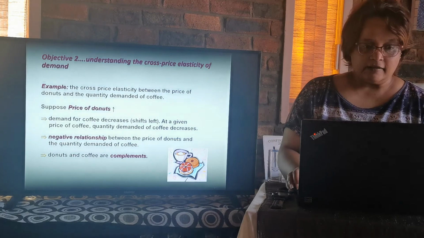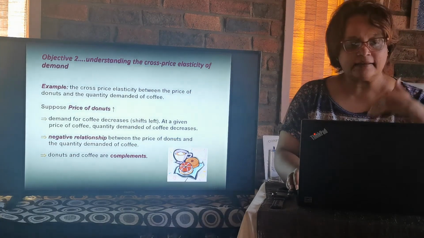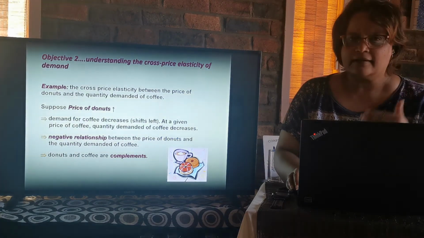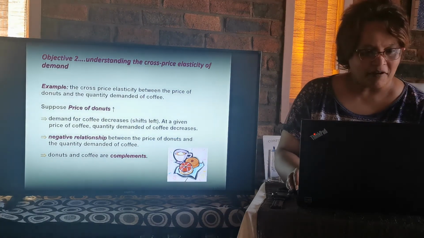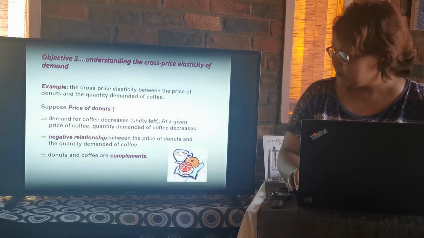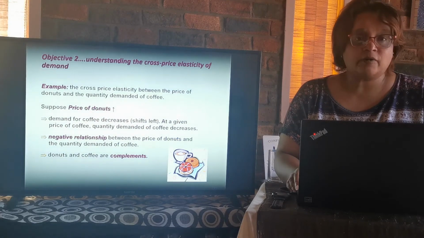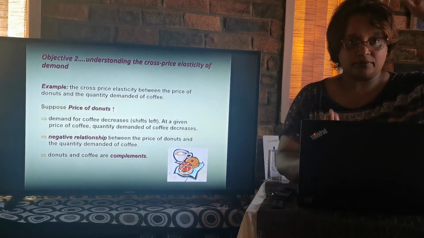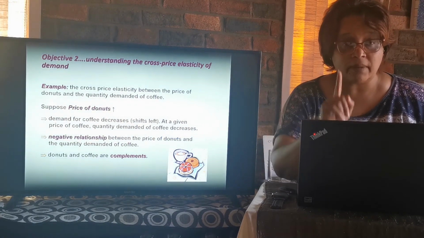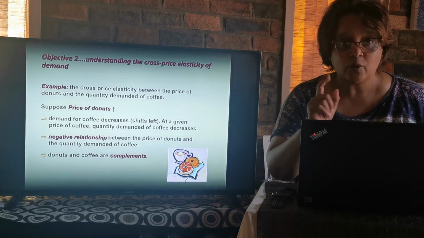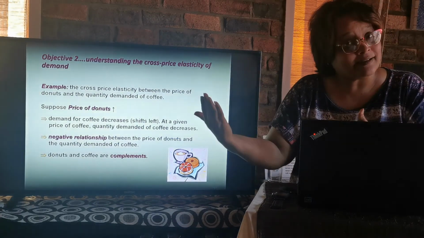And there we have the price of the donuts. Demand for coffee decreases, shifts to the left at the given price of coffee, and we know it's a negative relationship. One up, one down. Negative relationship. Remember, we're not doing inferior goods now. We're doing complementary goods. However, we can always study it as is.